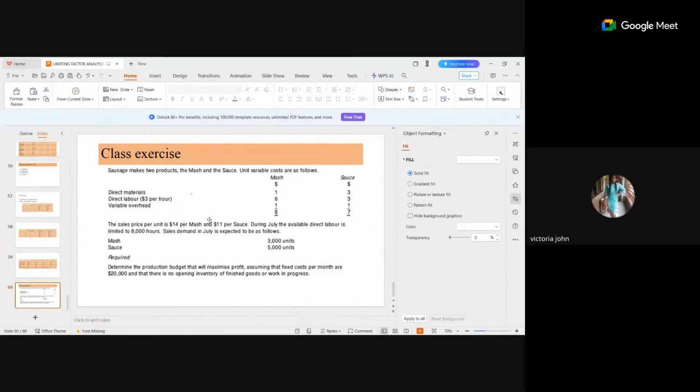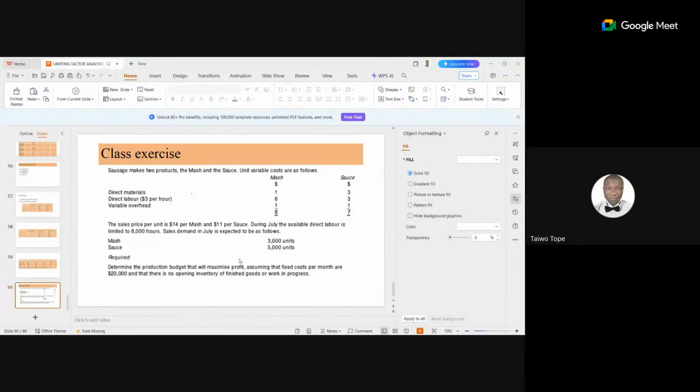During July, the available direct labor is limited to 8,000 hours. Sales demand in July is expected to be as follows: mash 3,000 units and sauce 5,000 units. Determine the production budget that will maximize profits, assuming the fixed costs per month are $20,000 and that there is no opening inventory of finished goods or work in progress.